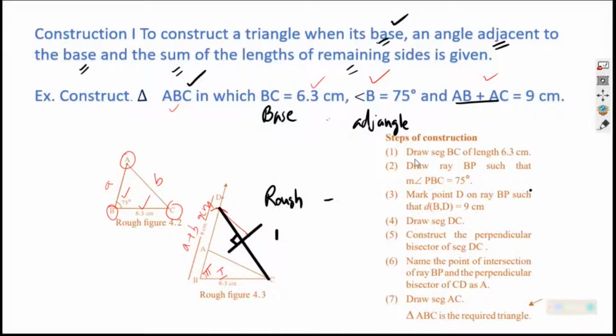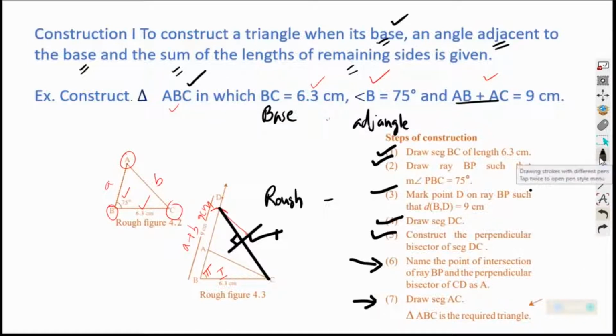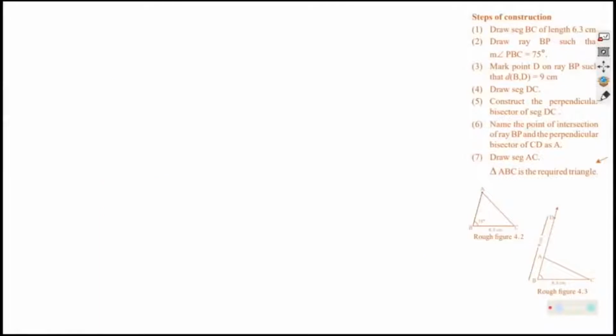First we will draw segment BC, which is the base of the triangle we are going to draw, and then we will go for drawing the angle, then we will mark a point at 9 centimeter, then we will draw DC, then construct the perpendicular bisector, and thereafter where it meets on the other side will decide the further action. Okay, we'll go to the real construction now, where I will be silent and you will be thoroughly watching how it comes out.